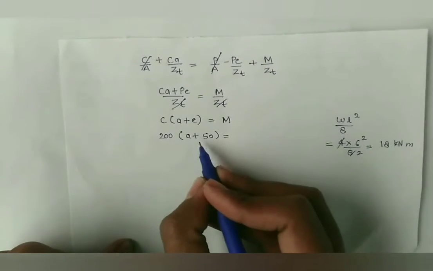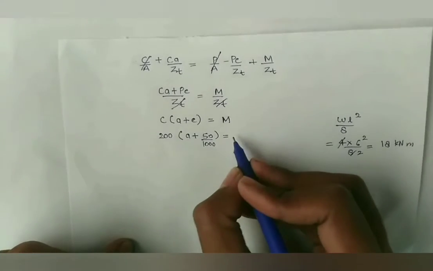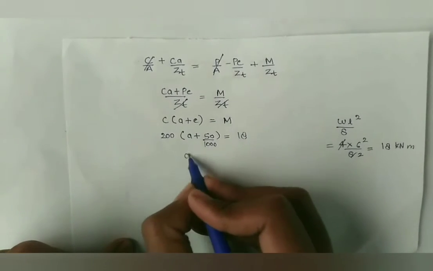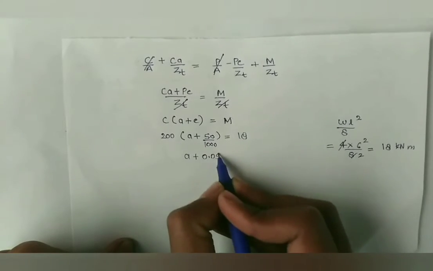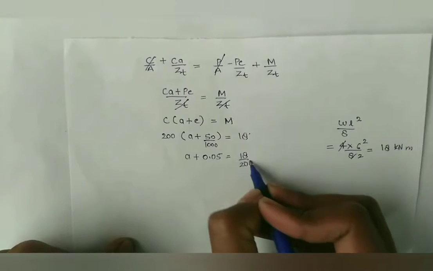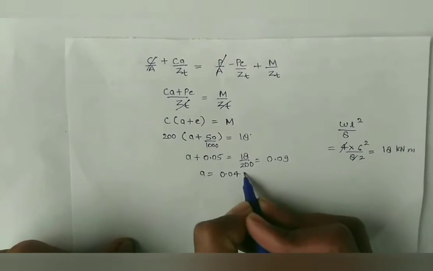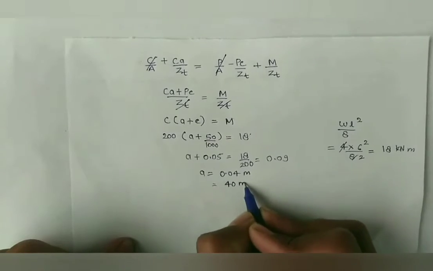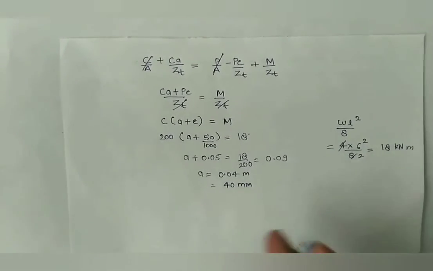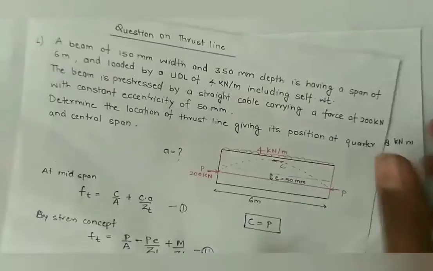Since e is in mm, we also convert it into meter. Now when we put 18, we solve it: a plus 0.05 is equal to 18 upon 200, which is 0.09. So we get a is equal to 0.04 meter, which is also 40 mm. So a will be 40 mm above the centroidal axis.